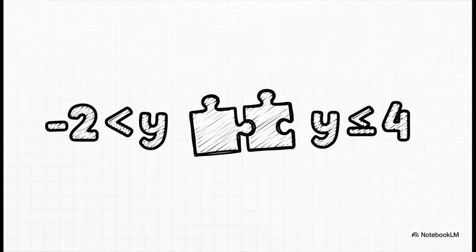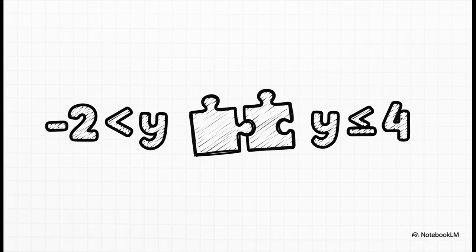All right, let's try a slightly trickier one. This sentence has 2 parts to it. Ready? The sentence is, y is greater than negative 2, and y is less than or equal to 4. So y is stuck between 2 numbers. How could we write both of those ideas in just one math sentence?